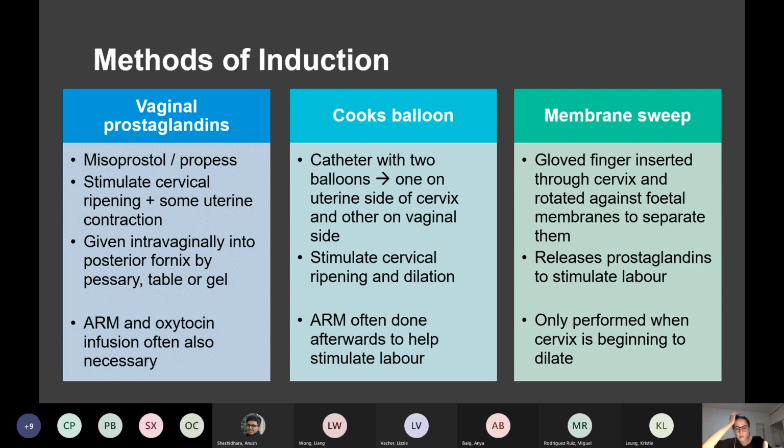Does anyone know, these membrane sweeps are offered to every woman when they get to a certain gestation, but it differs if you've had children before and if you haven't. Does anyone know what those 2 gestations are?